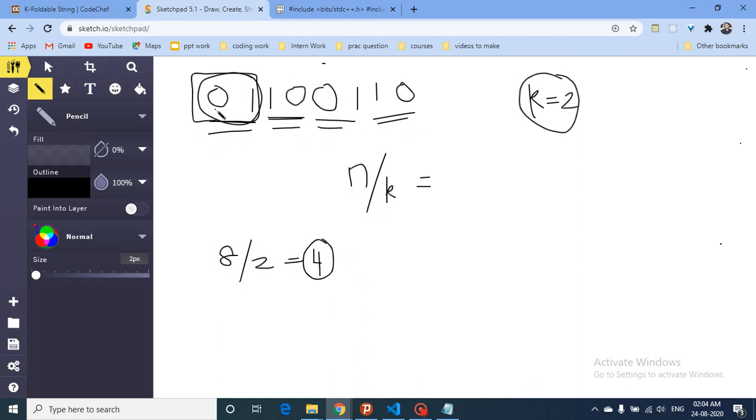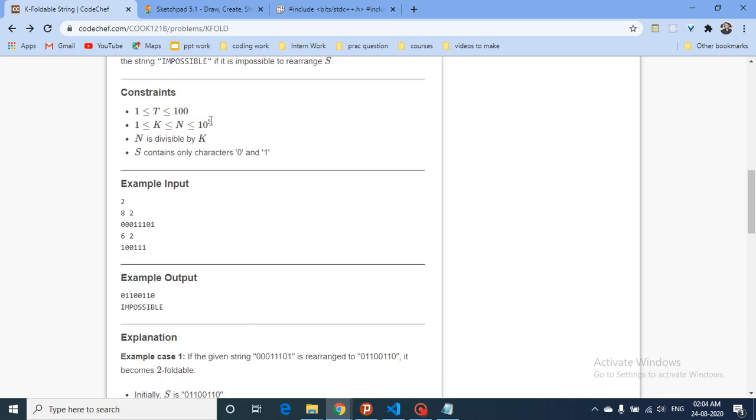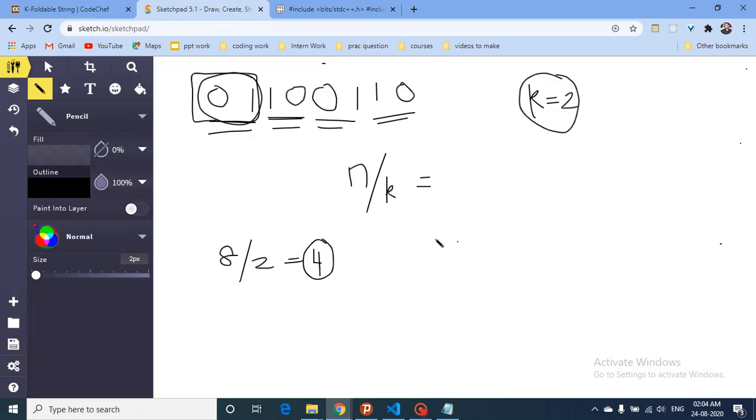So you just have to form this k string. Now go to the constraints. As you can see, the constraint is just 10 to the power 3. It's very small, so you can iterate over all the k possible scenarios. What are the possible scenarios? Let's assume that you have to form a k string with 2 blanks. I can form a k string of 0 0, or I can form a k string of 0 1, or 1 1.